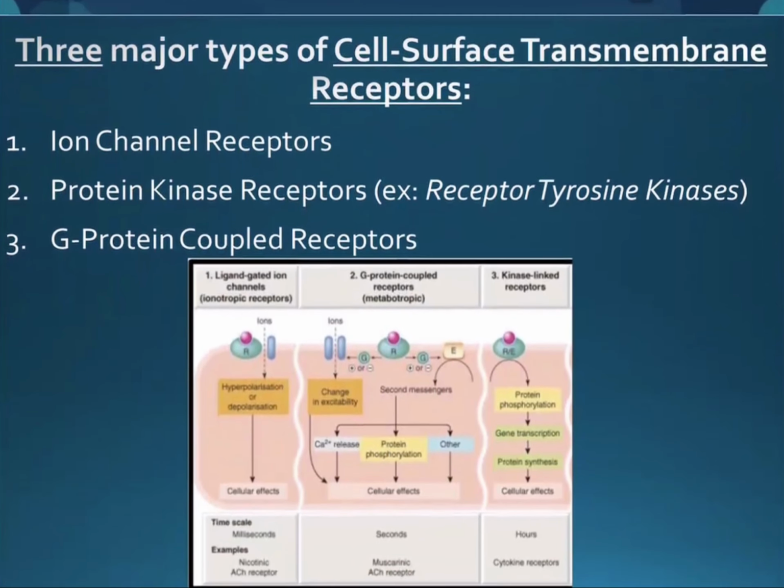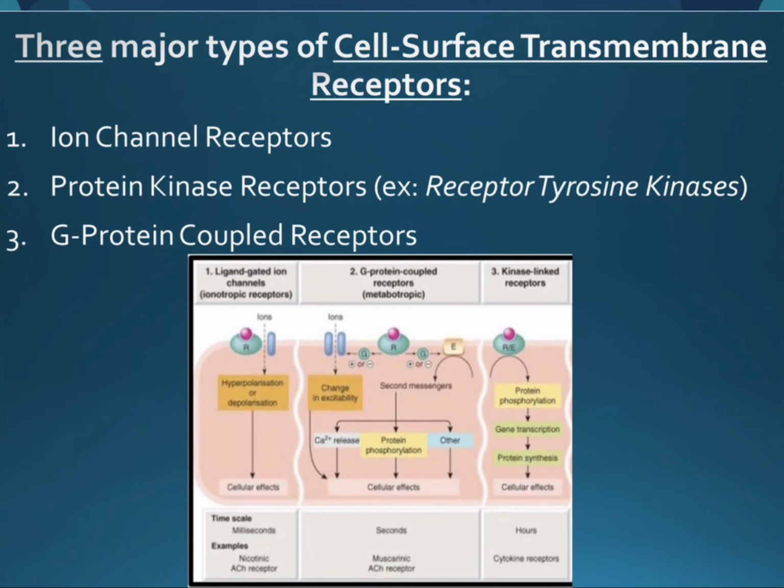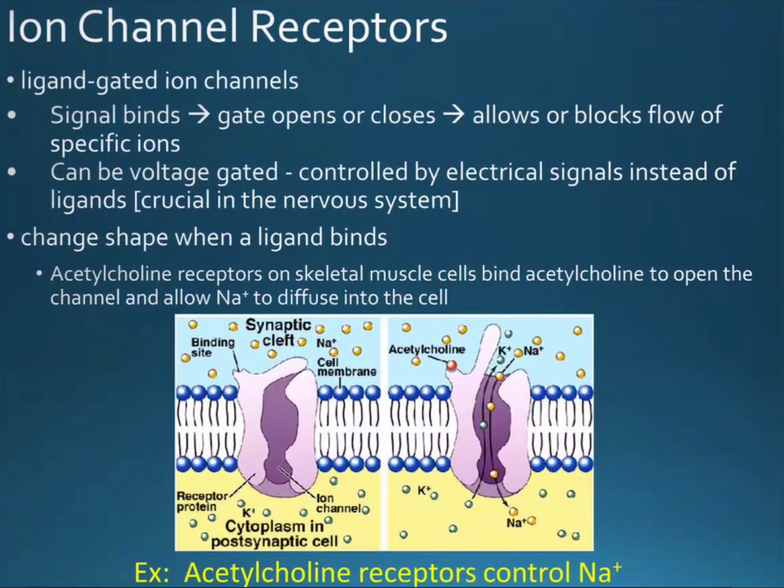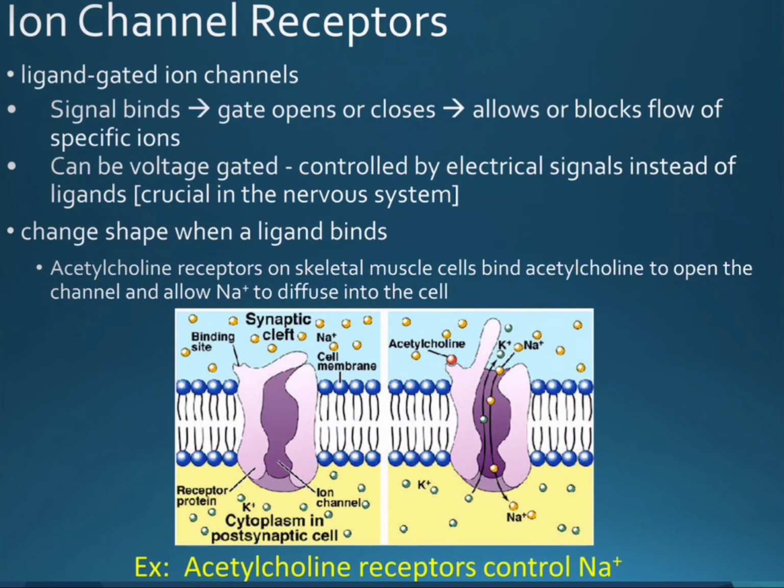So there are three major types of cell surface transmembrane receptors. There are ion channel receptors, protein kinase receptors, and G protein coupled receptors. First one, ion channel receptors. These are ligand-gated ion channels.